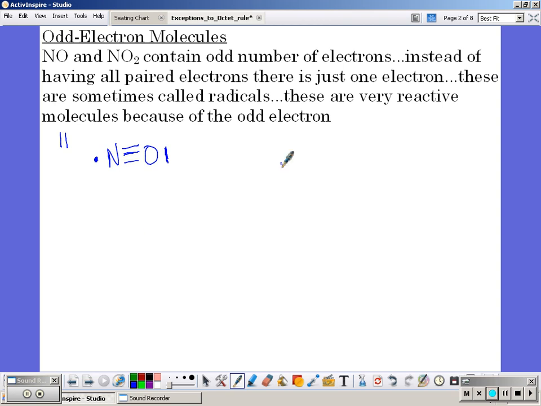If we look at NO2, we would have 17 valence electrons this time. So we've used 4, 6, 8, 10, 12, 14, 16, and we would have 1 on the nitrogen. But we do want nitrogen to have as close to 8 as possible. So one of my oxygens is going to be double bonded, and because of resonance, it doesn't matter which one.